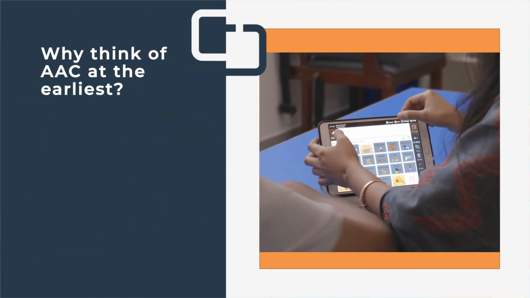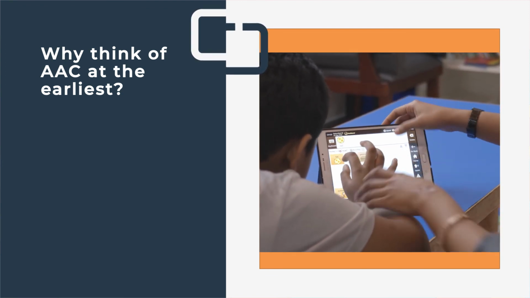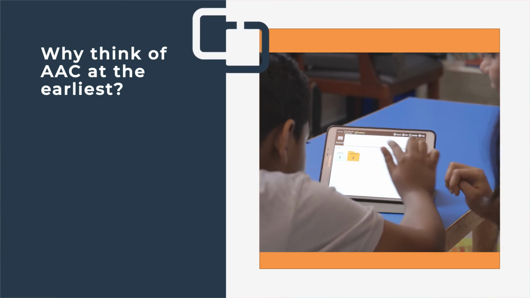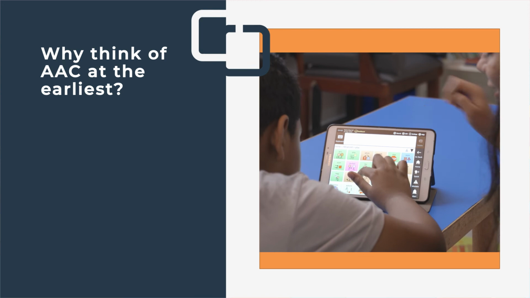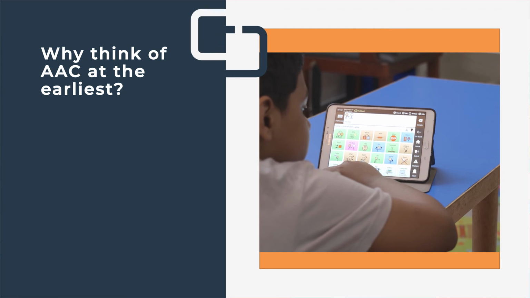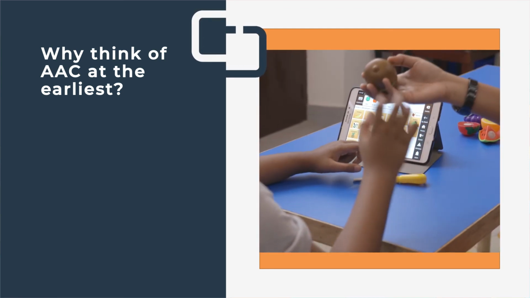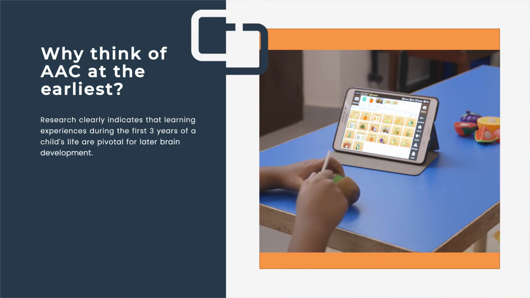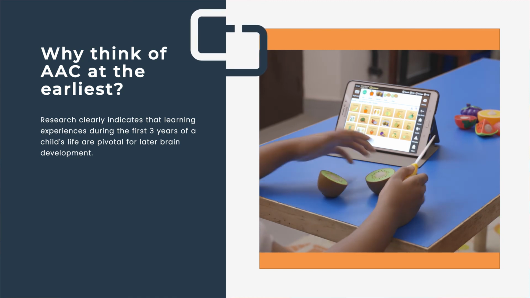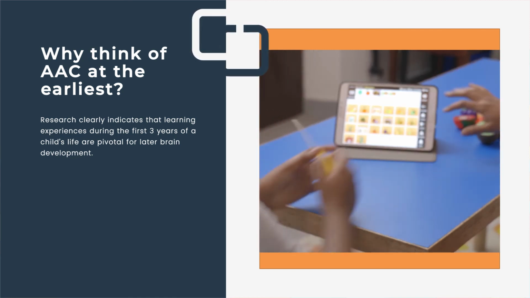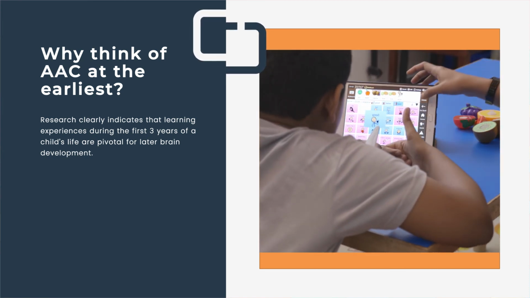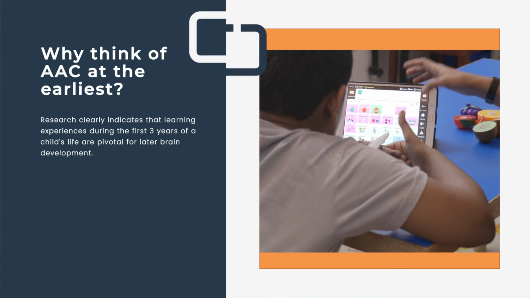A speech language pathologist can help with treatment and management of communication difficulties in individuals with autism spectrum disorder. Sometimes alternative augmentative communication strategies may be implemented to initiate a proper development of communication in non-verbal or minimally verbal individuals. Research clearly states that learning experiences during the first 3 years of a child's life are pivotal for later brain development. Early communication intervention that incorporates augmentative alternative communication can aid intentional communication behaviors in children.